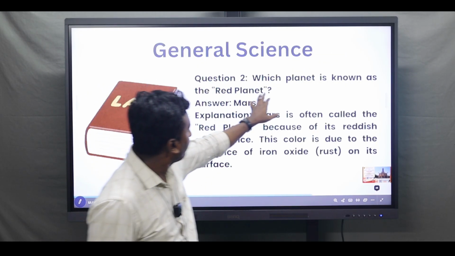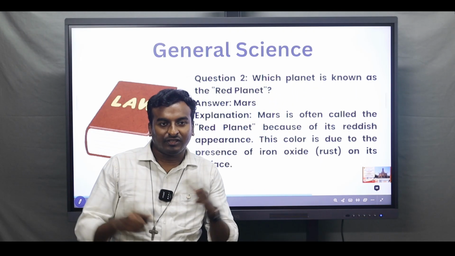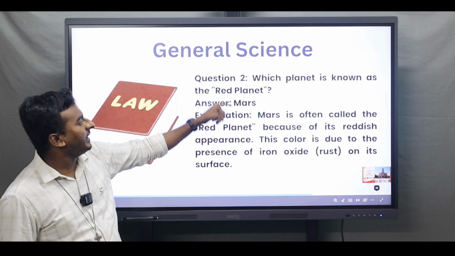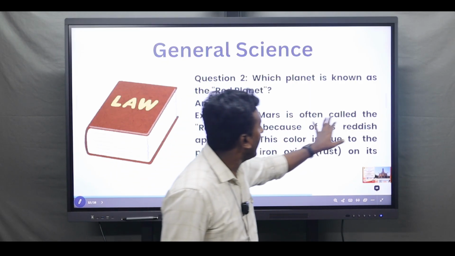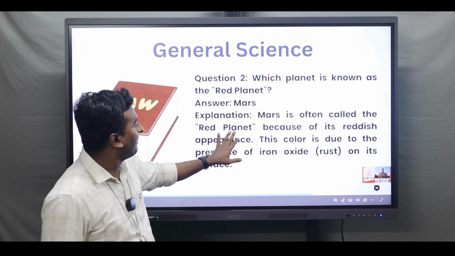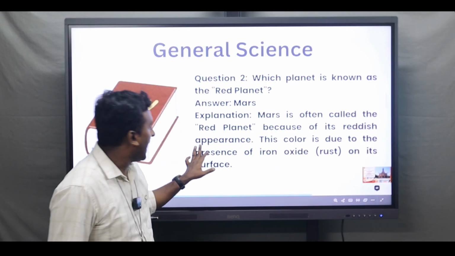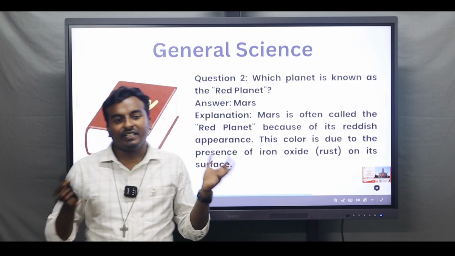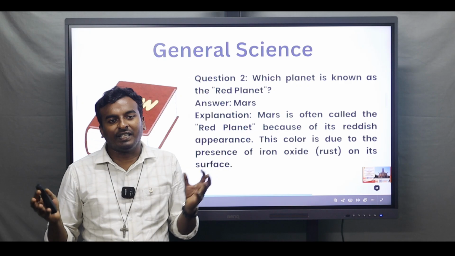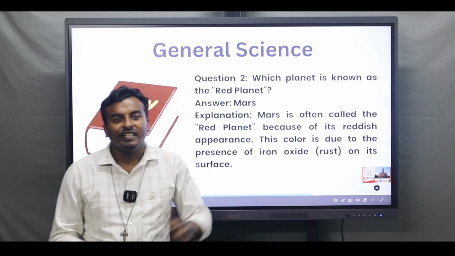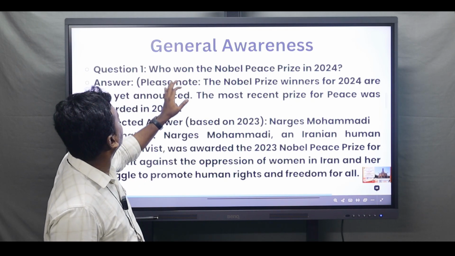The question number 2. Which planet is known as the red planet? In the solar system there are different planets, and which planet is known as the red planet? The answer is Mars. Explanation: Mars is often called the red planet. Why is it called the red planet? Because of its reddish appearance. If we take the planet Earth, it is blue, white and other colors. But if you look at Mars, it looks very reddish. That's why it is called the red planet. Then we'll move on to the other questions.